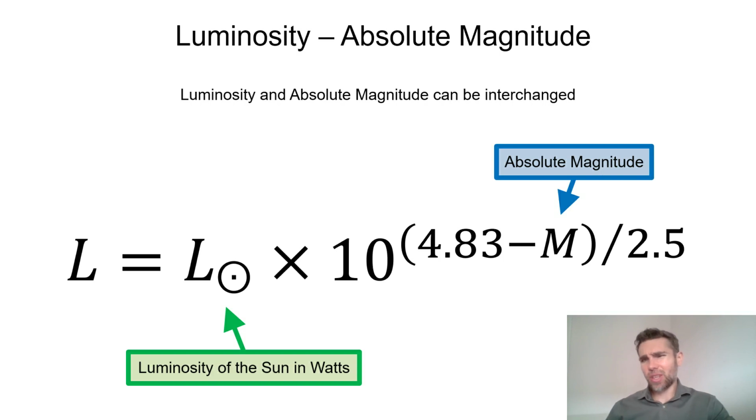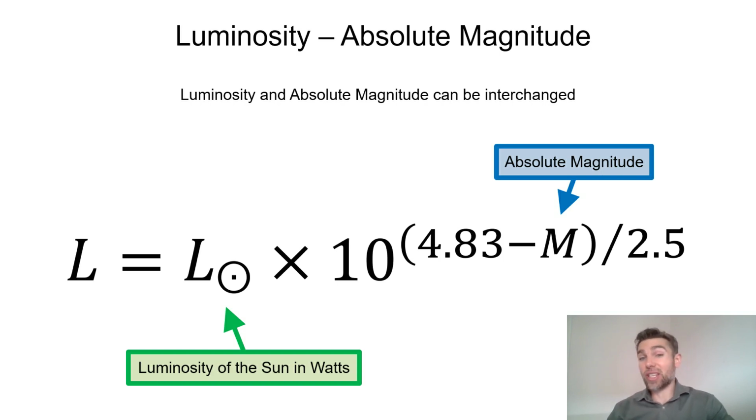If we want to convert between the two, there are a few different ways you can do this, because it depends if it's the bolometric magnitude, which is the magnitude across the full spectrum, or on a certain filter. But anyway, this will give you a good starting point nonetheless. We've got the luminosity of the sun in watts. So if you see that symbol, the circle with a dot in, that means it's a solar unit.